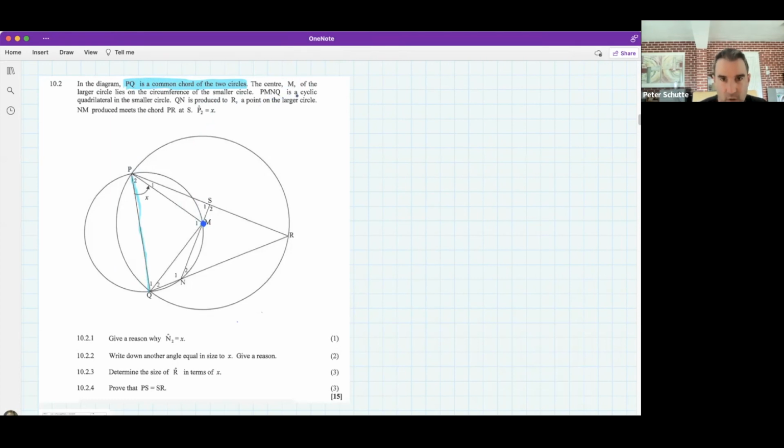PMNQ is a cyclic quadrilateral in the smaller circle. So PMNQ, here's P, and where is M? I don't see an M right now. Oh, there it is. It's hiding here. PMNQ is a cyclic quad in the smaller circle, which I can see now that I've put the dots in.